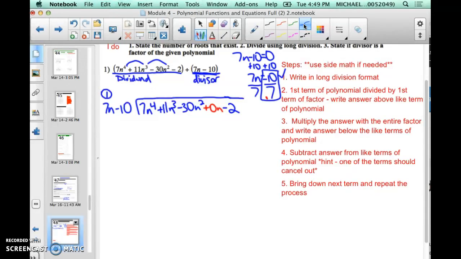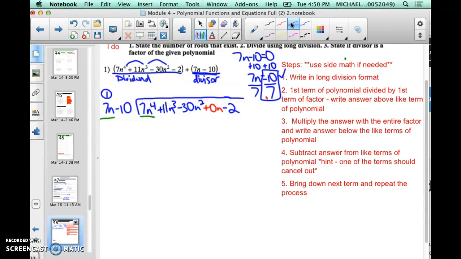Step 2 says you take the first term of the polynomial and divide it by the first term of the factor. Then write the answer above the like term, on top of the division box, above the like term of the polynomial. I will do this in green. The first term of the polynomial is 7n to the fourth, and I'm going to divide it by the first term of the factor, which in this case is 7n. If you can do this in your head, fair enough. If you can't, please use side math before you ask me a question so I can see your thought process.